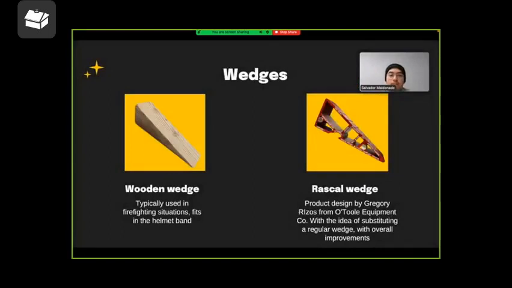The test subjects for our project were 2 different types of wedges: the conventional wooden wedge and the new product, the Rascal wedge, made of aluminum 6005 T61. This is a product designed by Utul company, an equipment company.